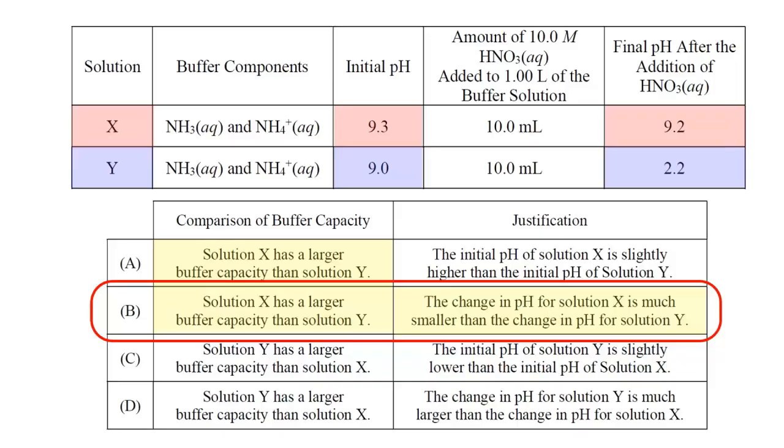Solution X has a larger buffer capacity than solution Y because the change in pH for solution X is much smaller than the change in pH for solution Y.